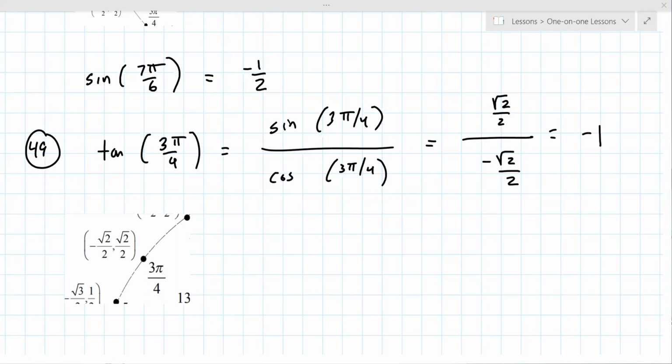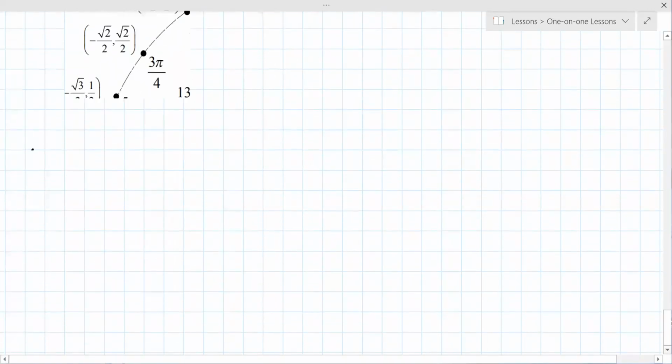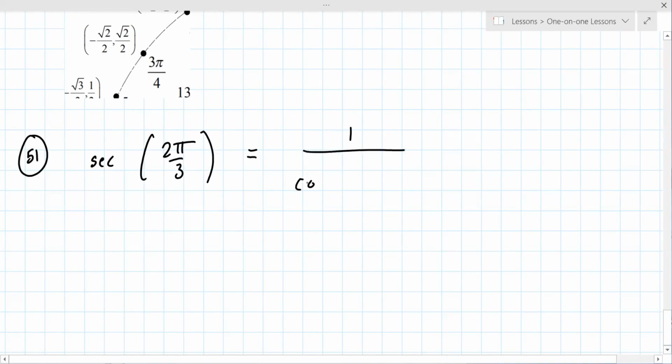All right, so what is 51? 51 is secant 2 pi over 3. They're giving you questions like this, and it'd be nice if you had a few more warm-up questions. So this is 1 over cosine 2 pi over 3.